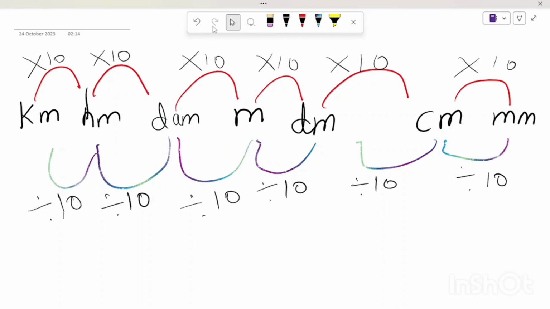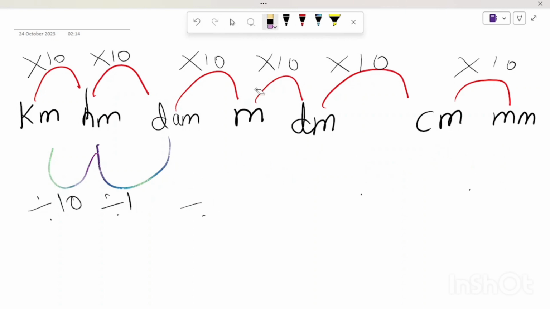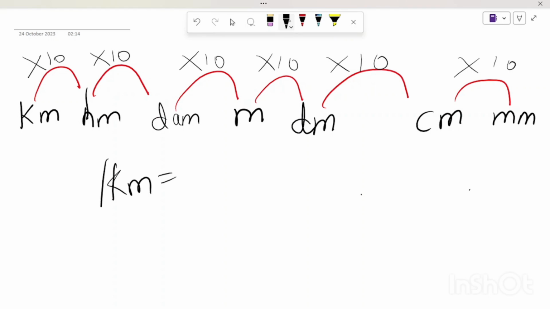I hope this was clear. You can always go back and check it out if you have any doubt. Now, for example, if my question is how many decameter are there in 1 kilometer? Now you see, when we are coming from kilometer to decameter, how many jumps are there? 2 jumps. So we are going to write 100 decameter.